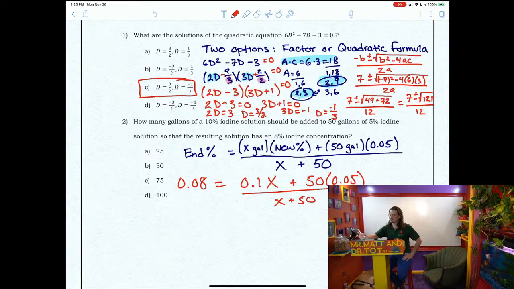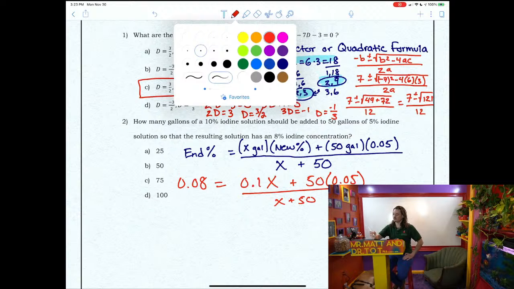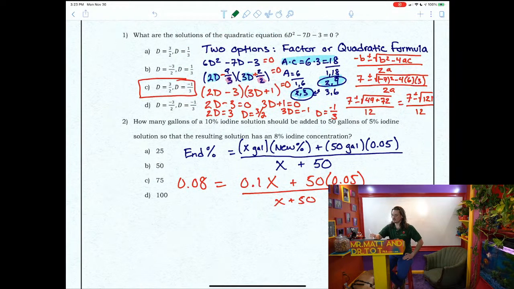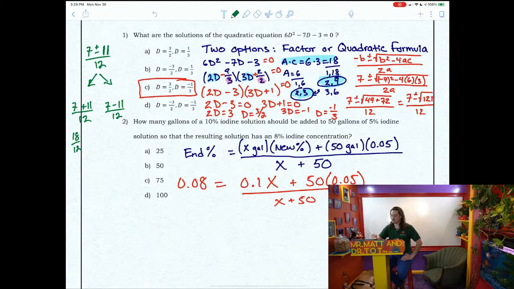So the answer here, I'm going to continue this all the way on the left over here in green. So this turns into 7 plus or minus 11, quantity over 12. And if we split that into its two alternate forms, then that's either going to be 7 plus 11 over 12, or it's going to be 7 minus 11 over 12. 7 plus 11 over 12 is 18 over 12. 18 over 12 is +3/2. 7 minus 11 over 12 is going to be -4 over 12, which is negative 1/3.